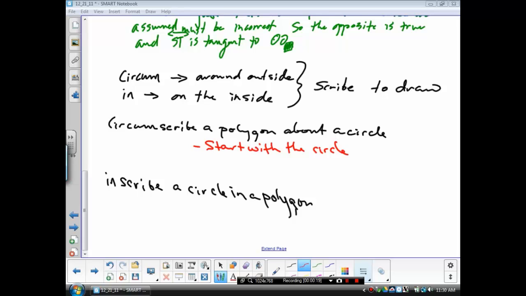Going. Okay, so to circumscribe a polygon about a circle, you have to start with the circle and then you draw the polygon around the circle. Each of the sides is tangent to the circle.